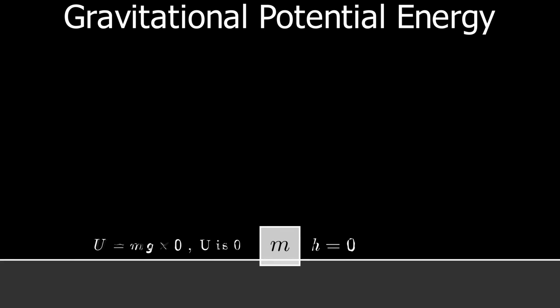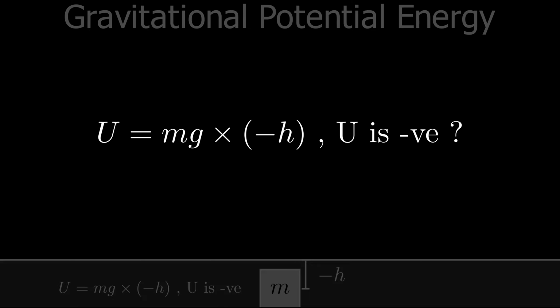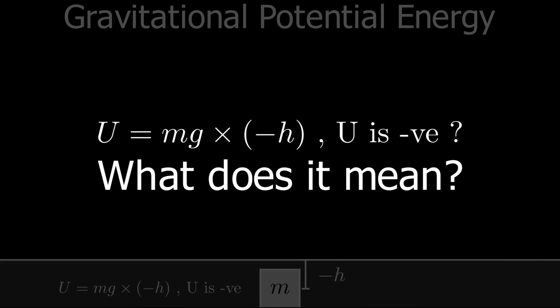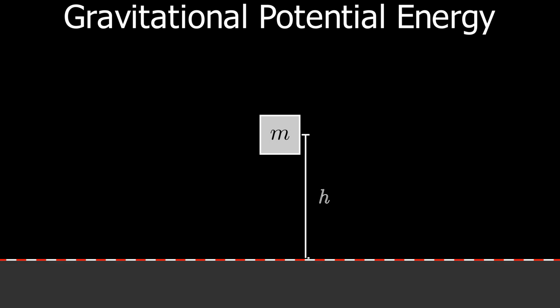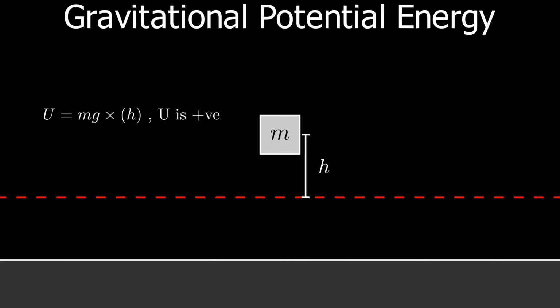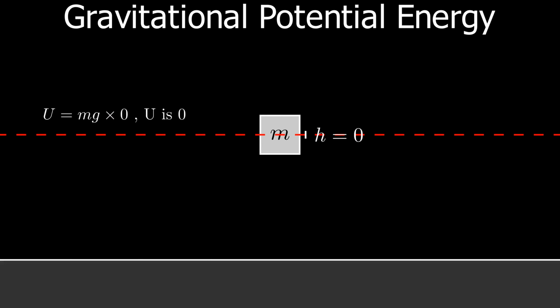But what if the object is below the ground? Will it have negative energy? What does it even mean for the object to have negative energy? Gravitational potential energy of an object depends on the choice of reference point. But that is not what we really care about.